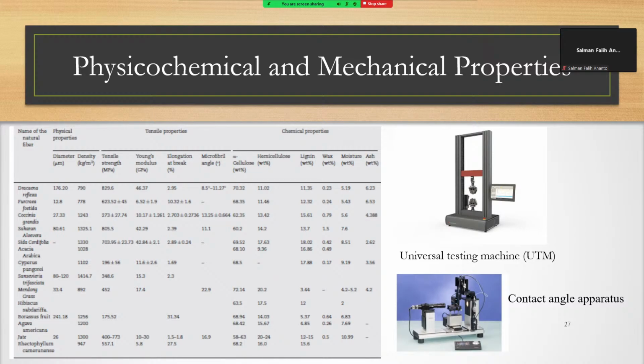For chemical measurement of fibers, the method of Kürschner and Hoffer is used to measure the hemicellulose content of the fibers, and lignin is usually calculated by the TAPPI method. The TAPPI method is also used to record the ash content, while the wax content is determined by the Conrad method.